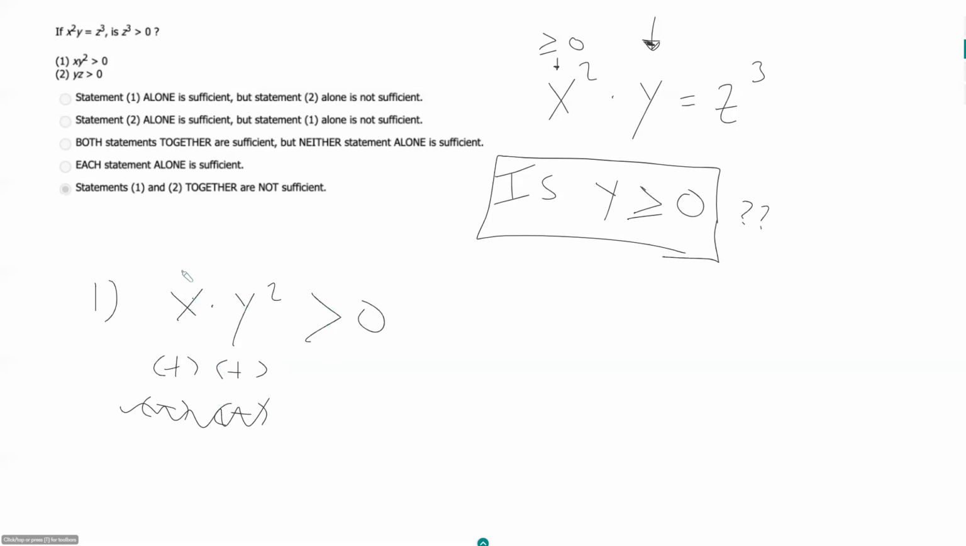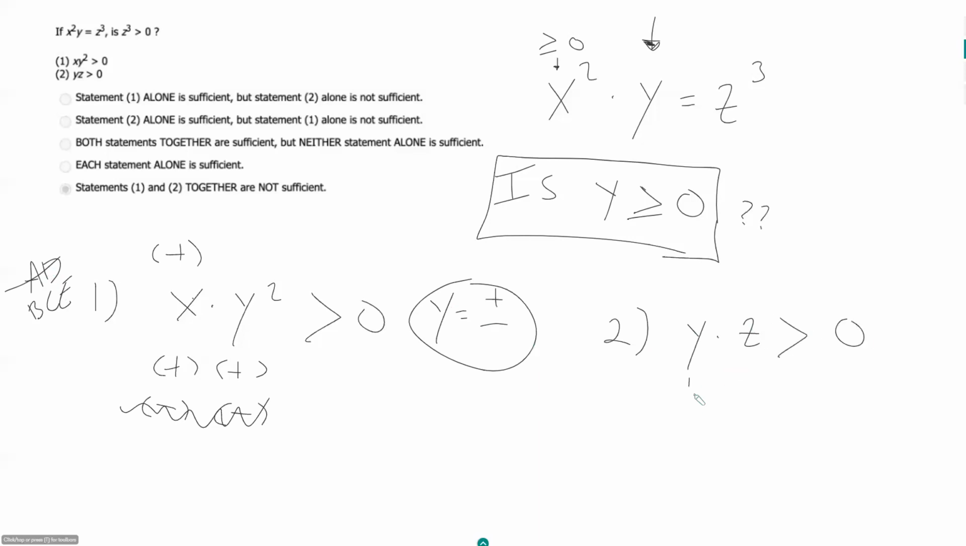So what does this mean? We know from statement 1 that x has to be positive. But like we said, the sign of x is not really what's important. We know y squared has to be positive, but that means y can be positive or negative. So based on that, this statement is insufficient, because it is the sign of y that really matters.